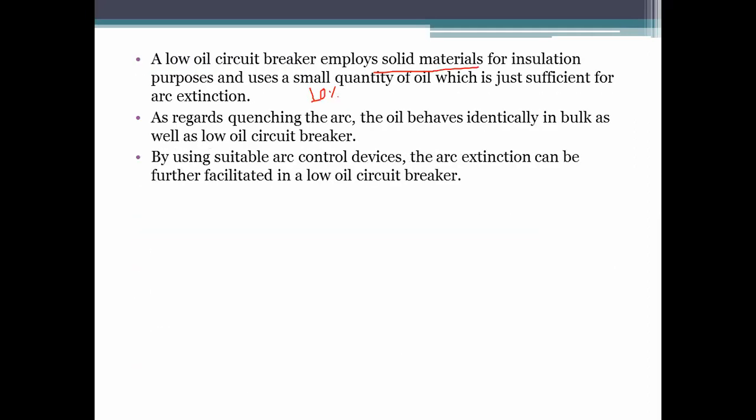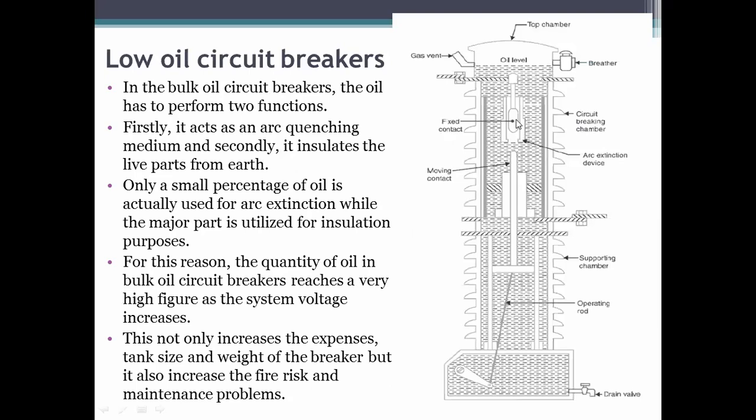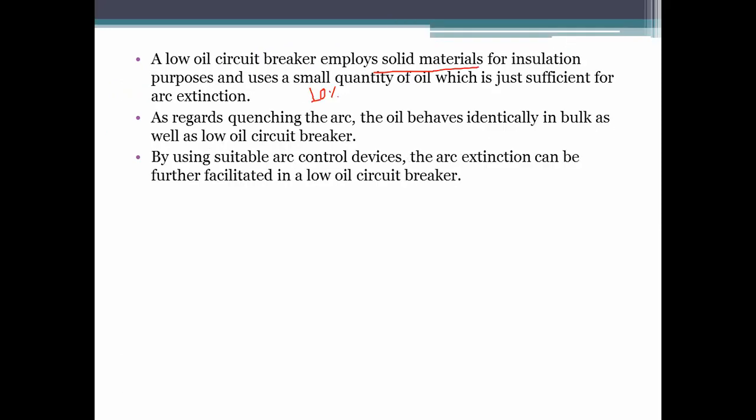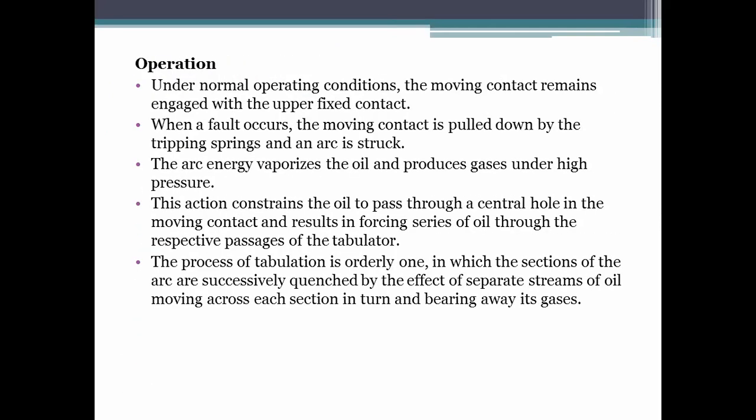Here this arc extension device will be used for the extension of the arc. And the process of tabulation is an orderly one in which the sections of the arc are successively quenched. Means that the tabulator is used so some parts of that arc will be extinguished one by one. And the streams of oil move across each section in turn, bearing away its gases. So in this way your arc will be extinguished.